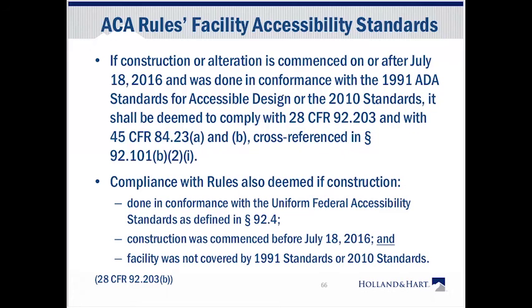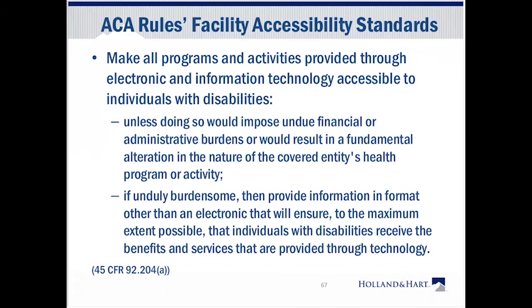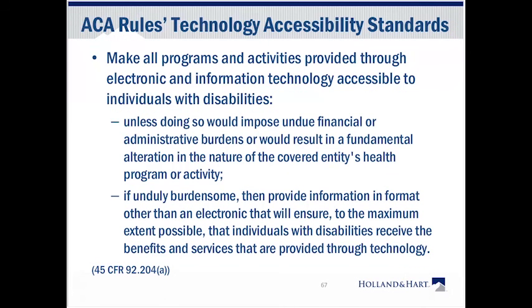Compliance with the rules is also deemed if construction was done, if three things are met. One, the construction was done in conformance with the Uniform Federal Accessibility Standards. Two, construction was commenced before July 18, 2016, and three, the facility was not covered by either set of standards. So that's also compliance. All right, then this section now has to do with the technology accessibility standards.